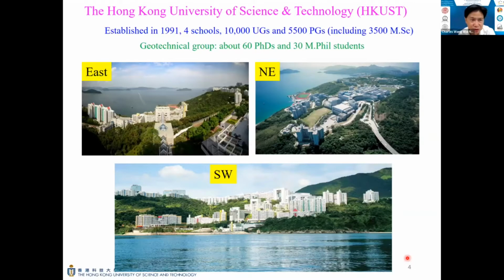We only have 4 schools, about 10,000 undergraduate students and 5,000 postgraduate students, including 3,500 master's students, MSc students. But in the geotechnical group, we are pretty large. We have about 60 PhD students and 30 MPhil students.